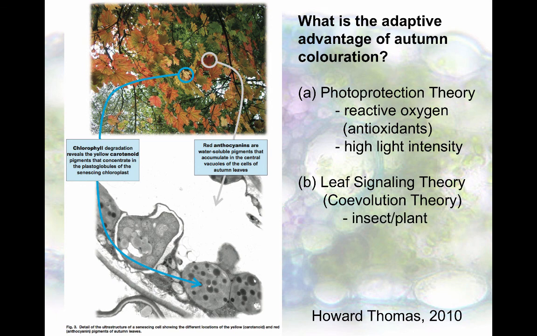The leaf signaling theory, or the coevolution theory, is based on the interaction between insects and plants, and perhaps it's a signal to insects that the leaves with the pigments are of lower nutrient value, so not a good place to get food or lay eggs. So the adaptive advantage to the plant is that it will have a decreased parasite load. But the problem is that there seem to be some insects that actually have a preference for leaves that are red. So I guess more experimentation needs to be done.